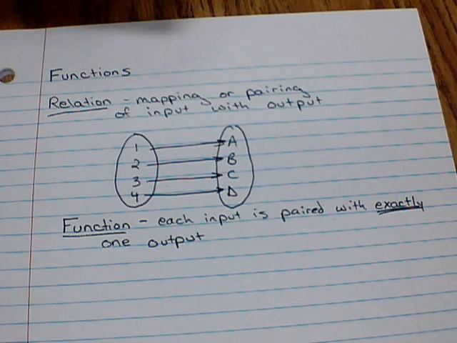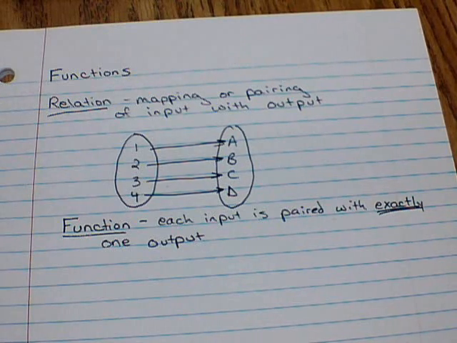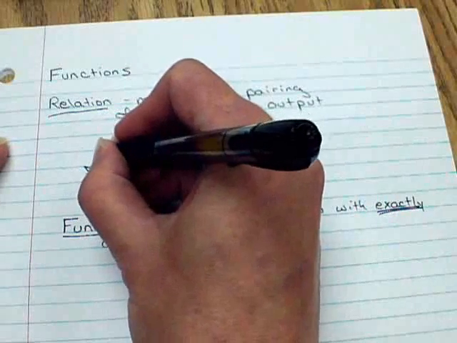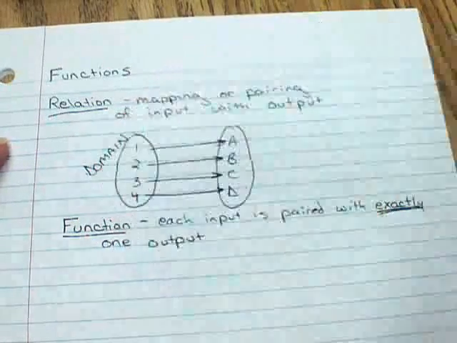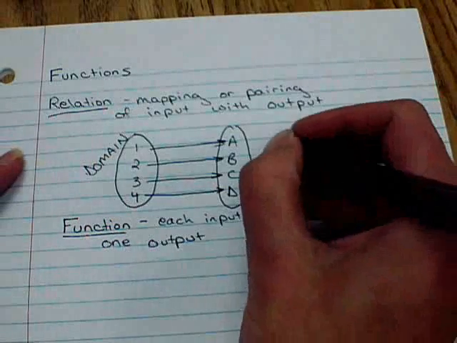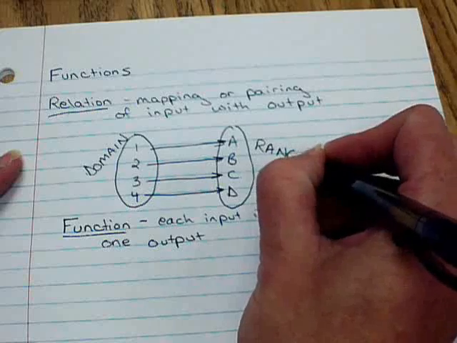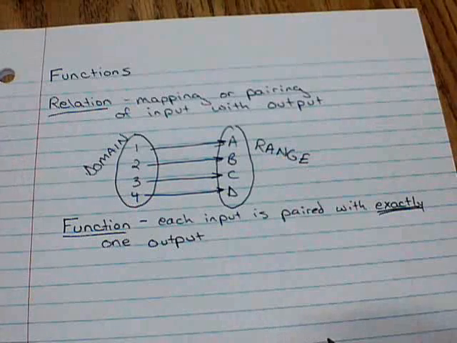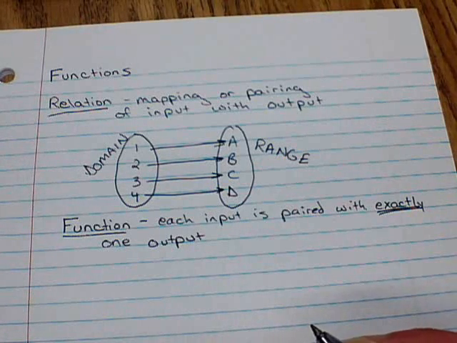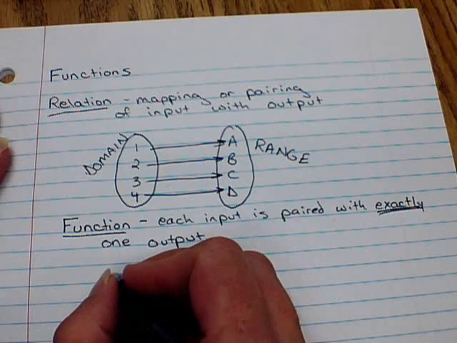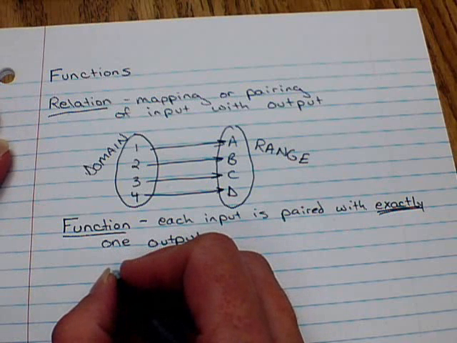Now just to get a little bit more vocabulary, if you take the set of all of the input values, that is called the domain. And the set of all output values is called the range. So I wanted to make sure we understood that. Let's look at a couple more examples with this pairing.